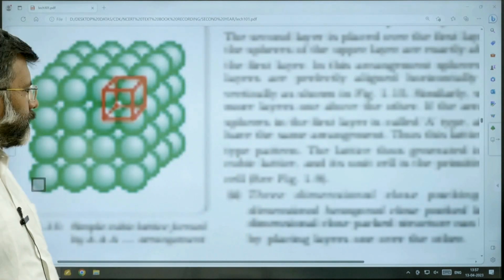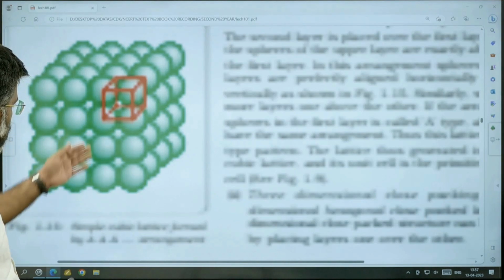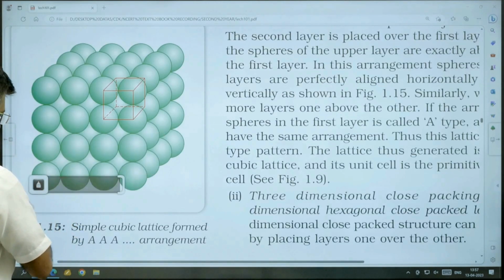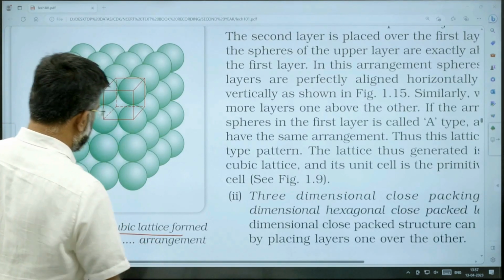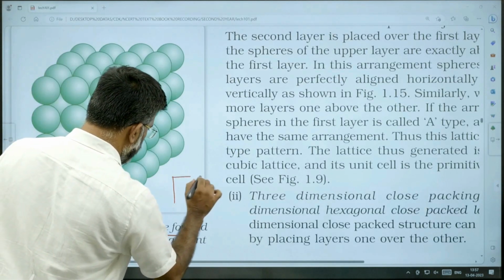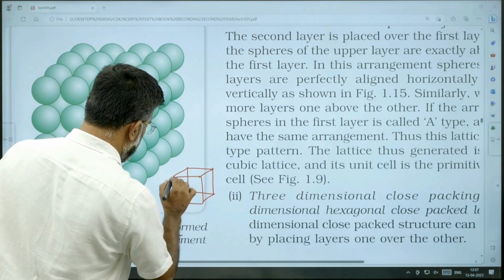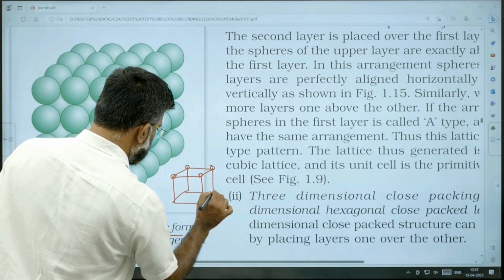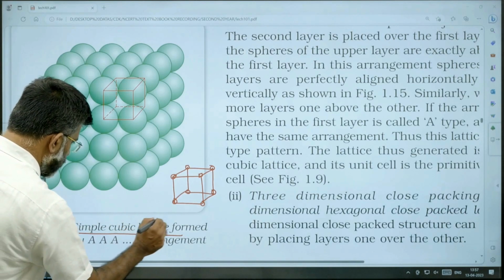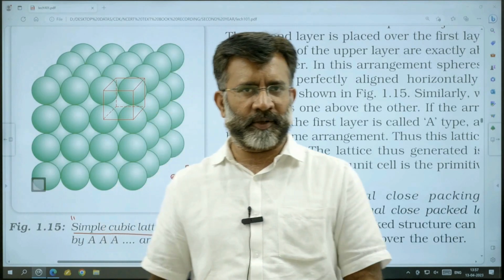AAAA pattern, a 3D pattern, is the so-called AA pattern. This is AA packing, the simple cubic lattice. If you look at the arrangement, you can find that particles come only at the corners. This pattern is repeated, and this is called a simple cubic system. What is the coordination number of the simple cubic system?